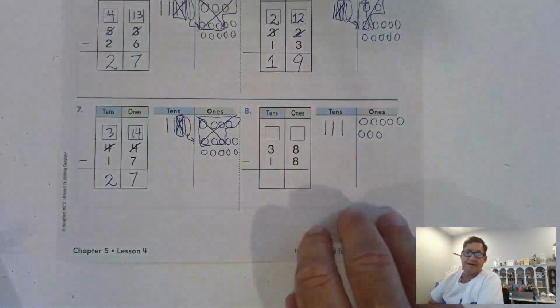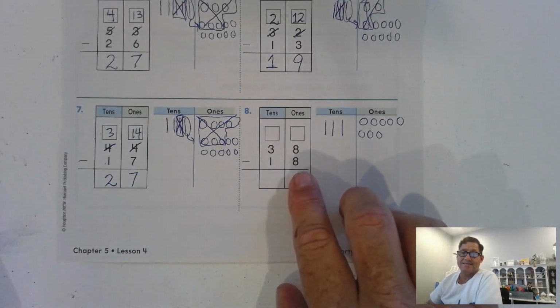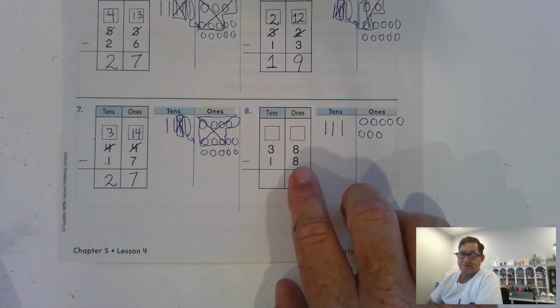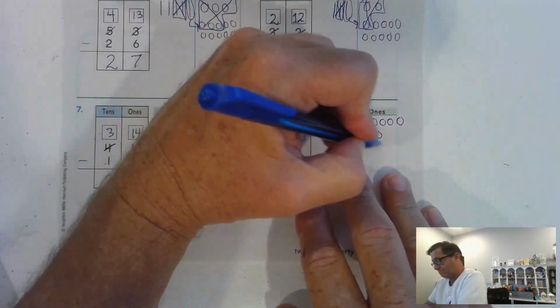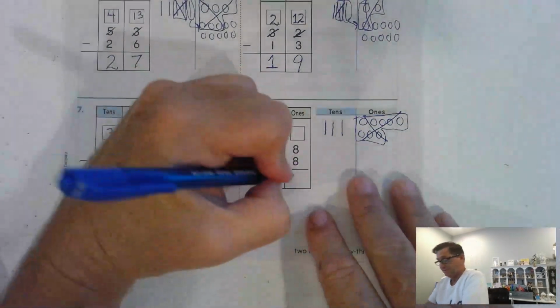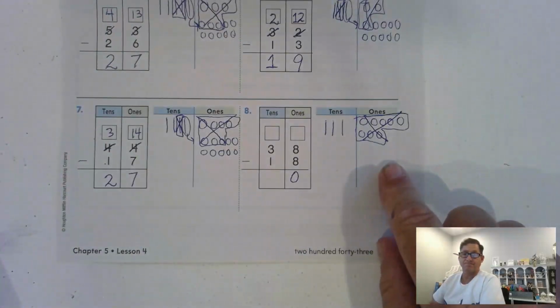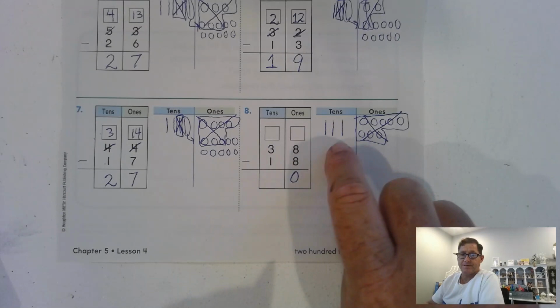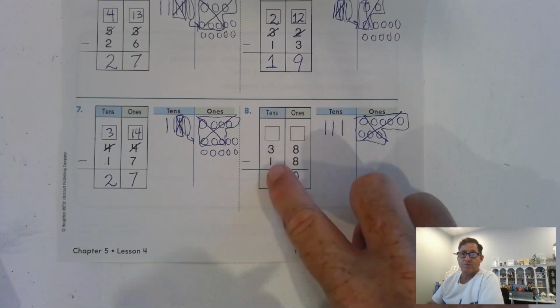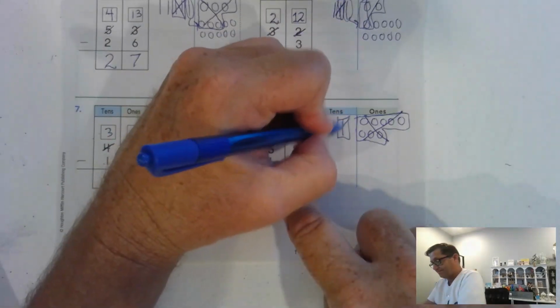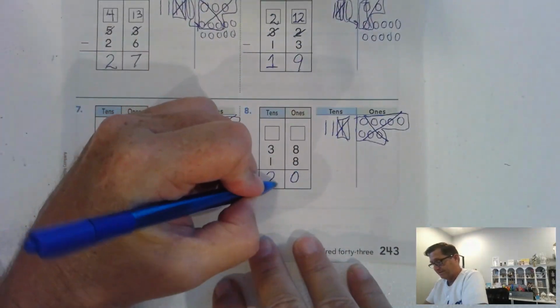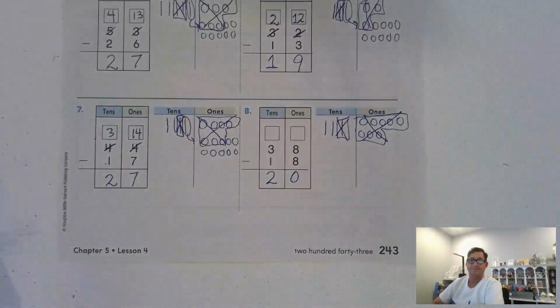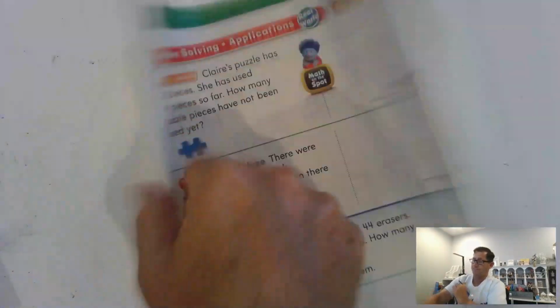Okay, so there's our 38, and we have to take away 18. Well, can we take 8 from 8? Sure. So we have 0 ones left, right? We didn't have to regroup, so that's why there's nothing here. Okay, 3 tens, take away 1 ten, leaves us 2 tens. 20.